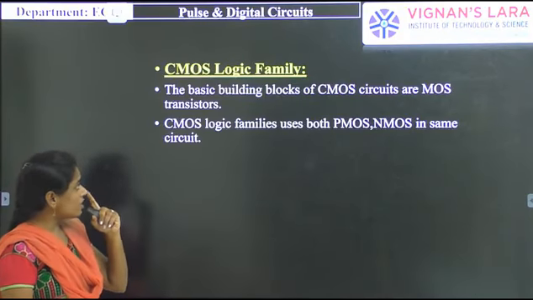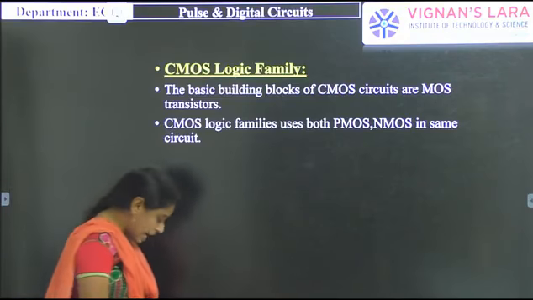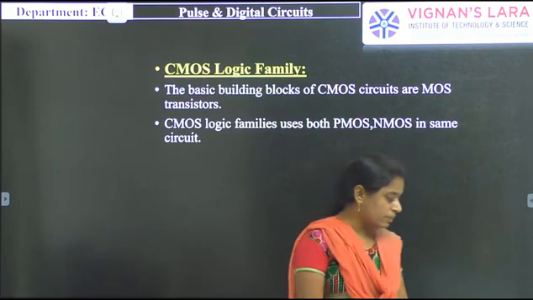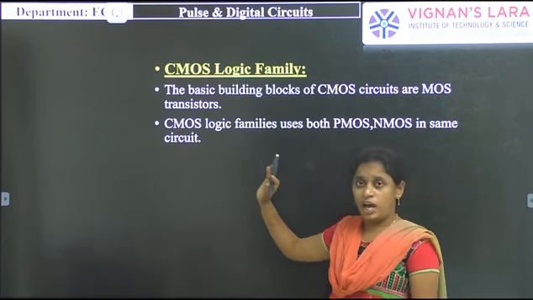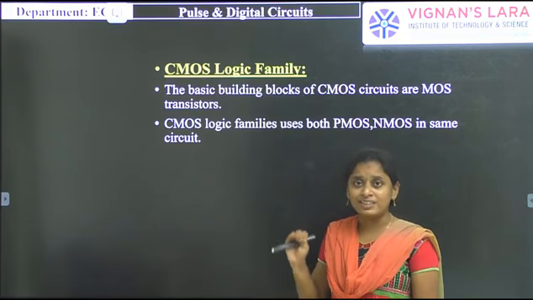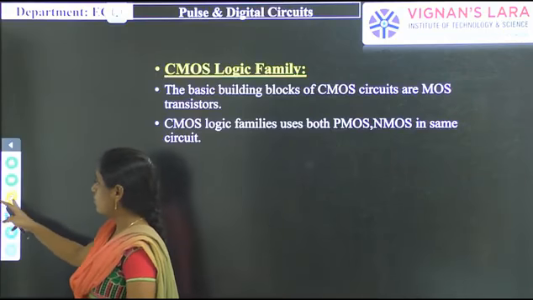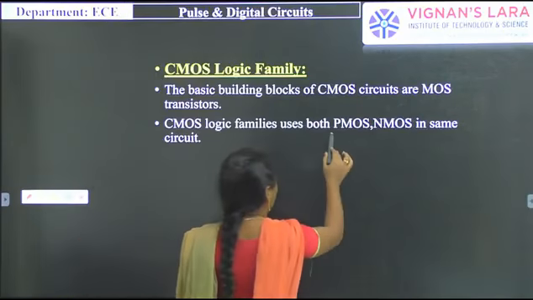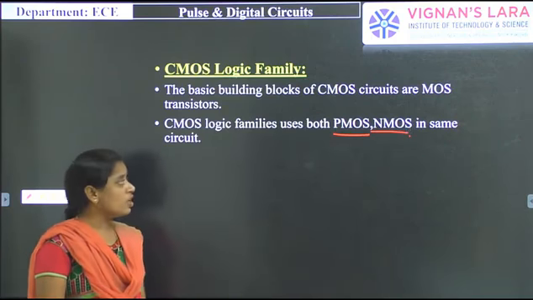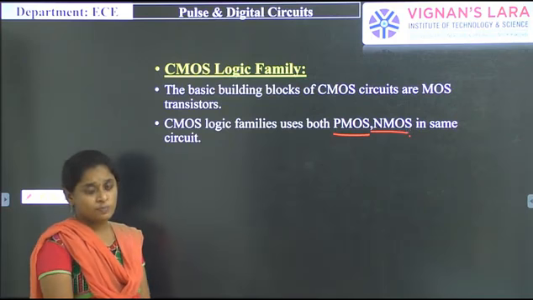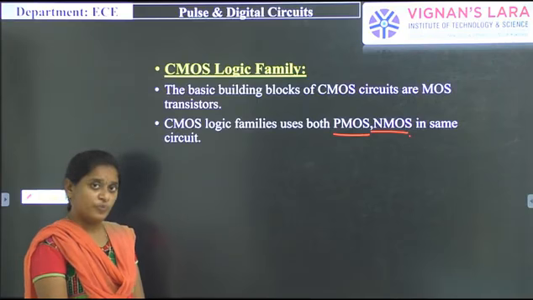So in CMOS we use MOS transistors, and PMOS and NMOS are the basic building blocks of this. Any CMOS logic family is designed with the combination of PMOS and NMOS, so we have to use both. Here, logic 0 is represented with 0 to 1.5 volts and logic 1 is represented with 3.5 volts to 5 volts.